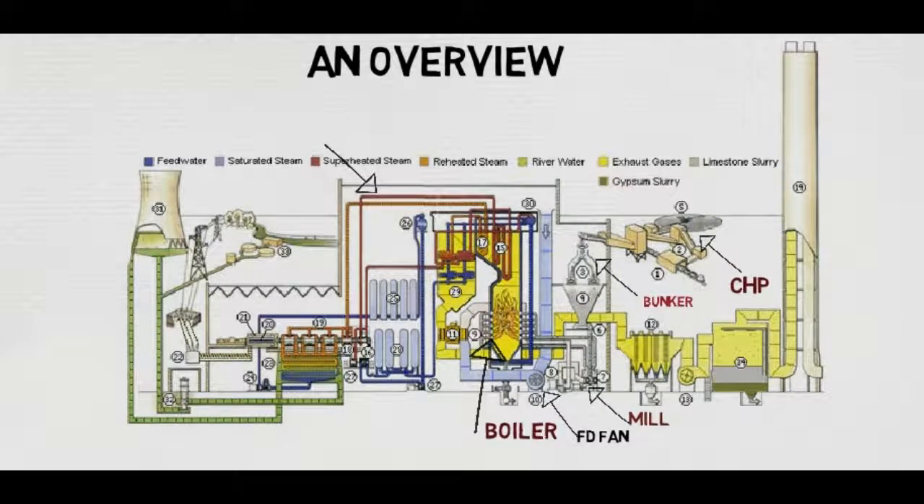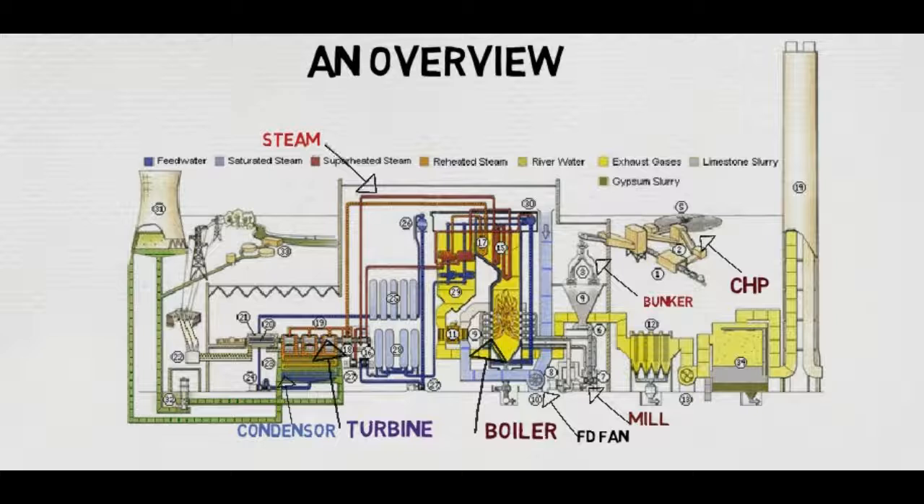Thus, the water is converted into steam and fed to the turbine, and the turbine rotates. The rest of the steam from the turbine is collected in the condenser, where the steam is condensed by the cold water coming from the cooling tower.